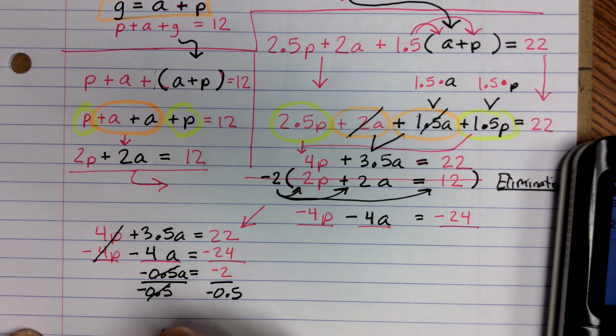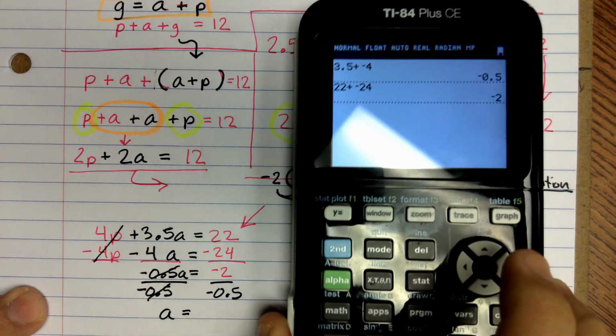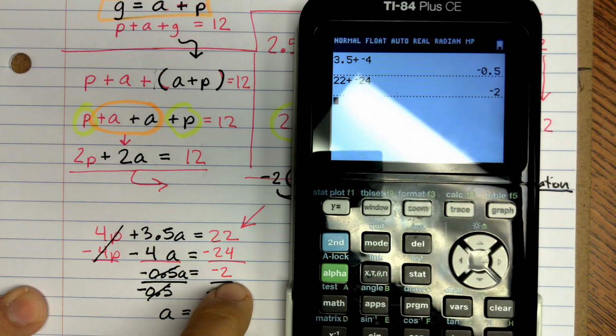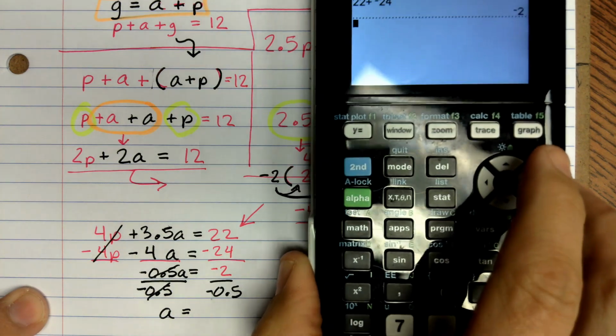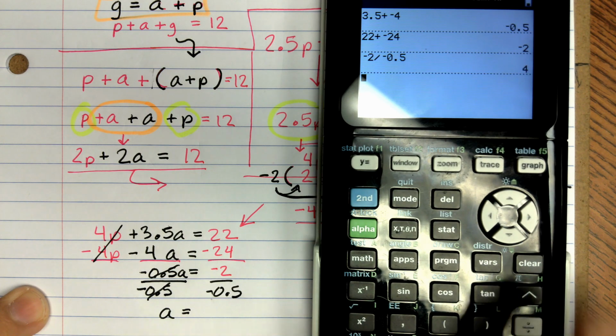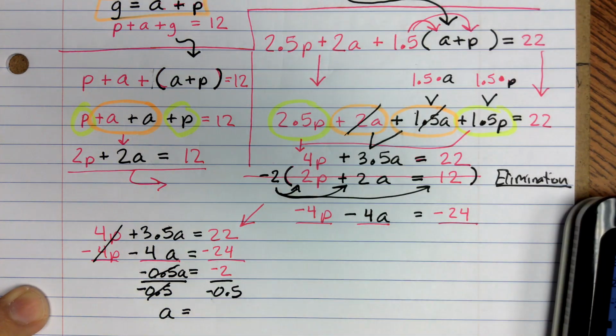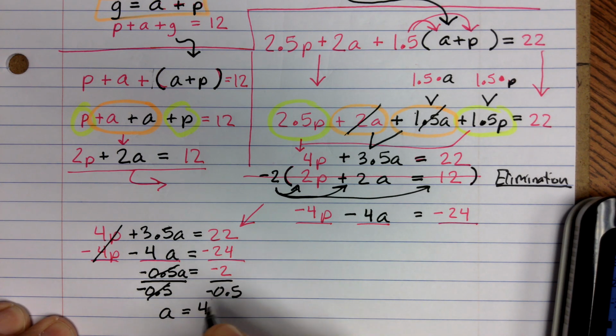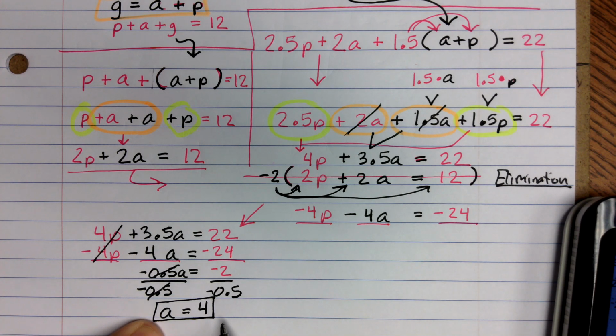Those cancel, and I'm simply left with A is equal to, and I'm going to grab my calculator and see how many times can negative 0.5 go into negative 2. So I got negative 2 divided by negative 0.5. And it tells me that it's 4 times. So A is equal to 4. So while we still got some work to do, at least we know what A is.